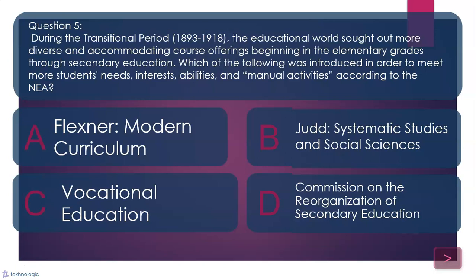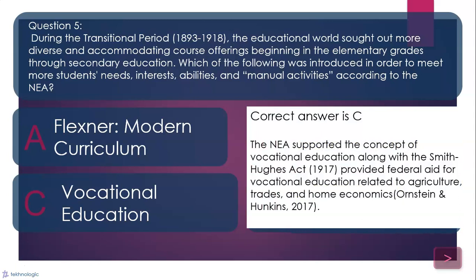The correct answer is C. The NEA supported the concept of vocational education along with the Smith-Hughes Act of 1917, which provided federal aid for vocational education related to agriculture, trades, and home economics. Vocational education should serve as an equal course route for students who want to focus on a trade. Professionals and experts in certain fields that fall under the CTE, career and technical education, should be the sole creators of vocational education course curriculum.